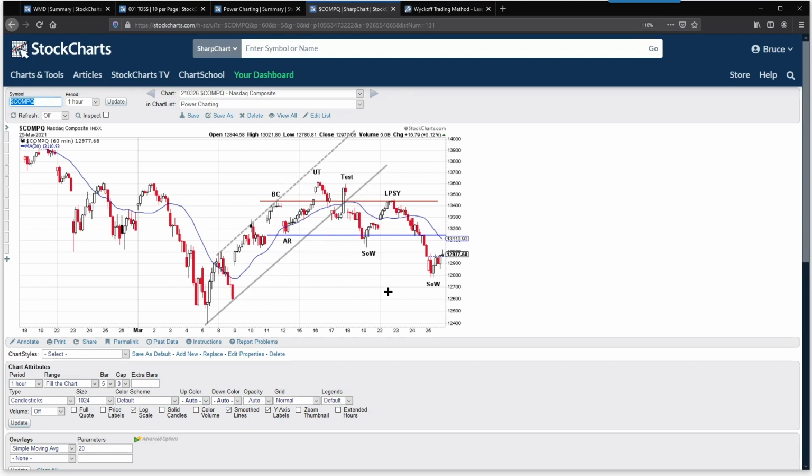Now, this is a very important concept of distribution, and that is the sign of weakness concept, because when you can decisively take out a prior low in the structure of the distribution before a rally ensues, that is classic sign of weakness behavior. Then you watch the next rally, because classically the next rally will probabilistically produce a last point of supply.